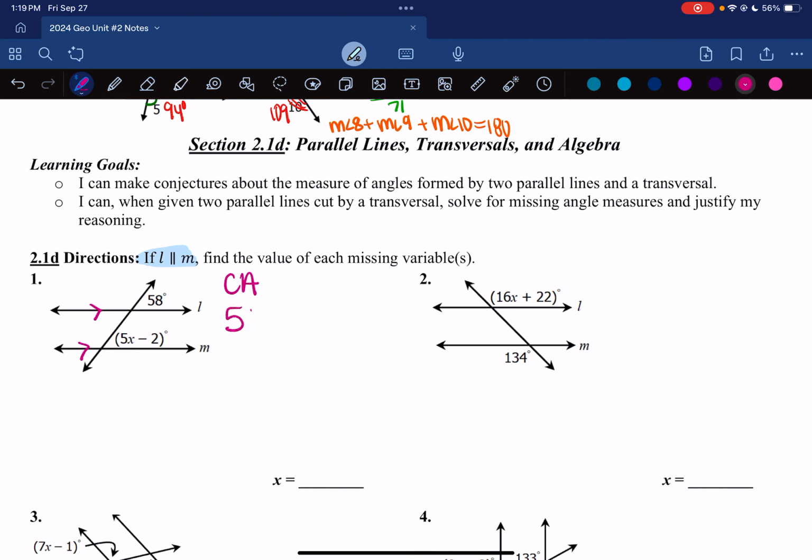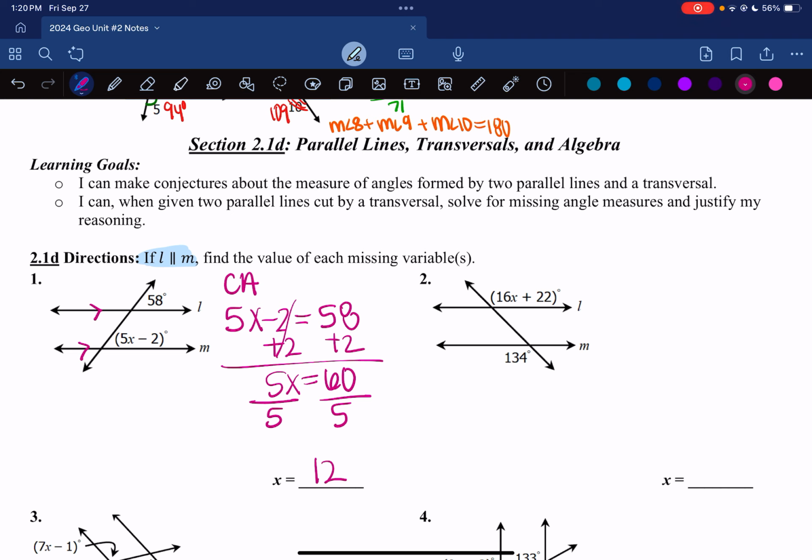So our equation is that 5x minus 2 is equal to 58. Next, we can add 2 to both sides. So we get 5x equals 60, divide by 5, so we get x is 12.